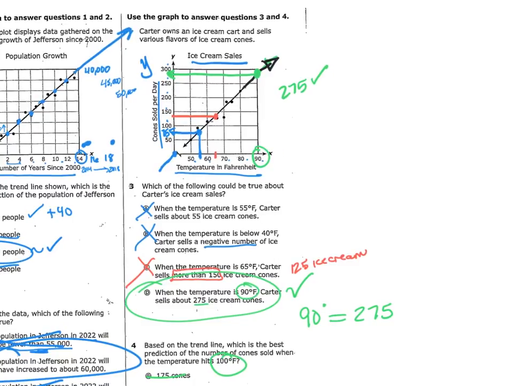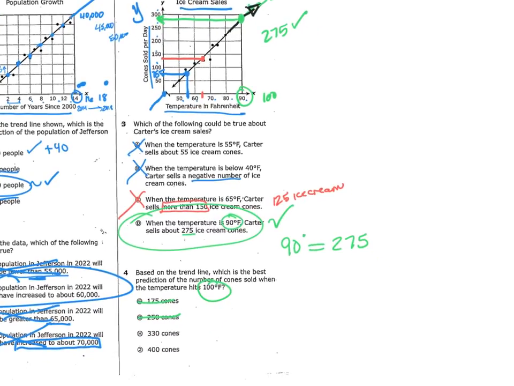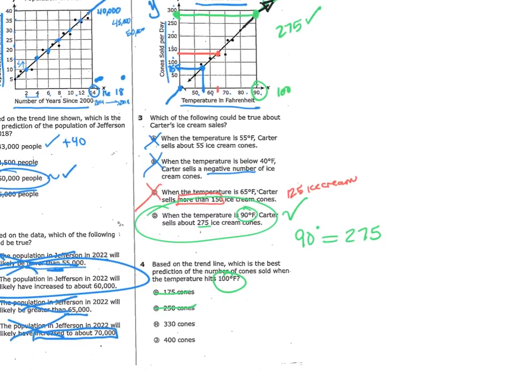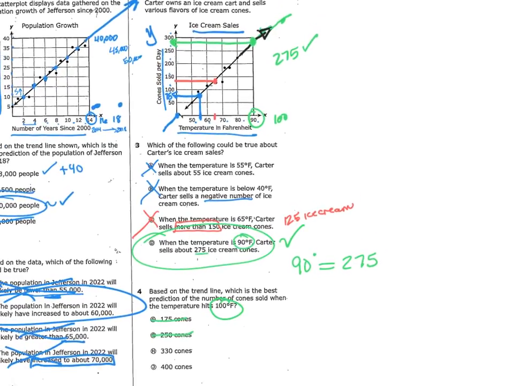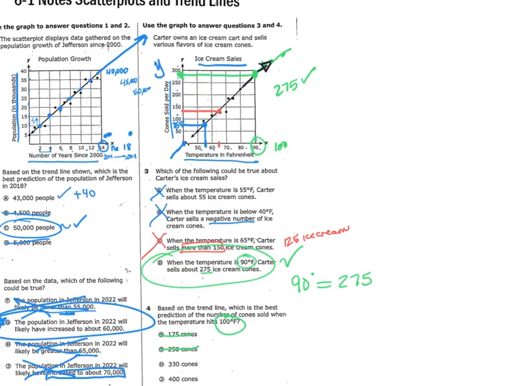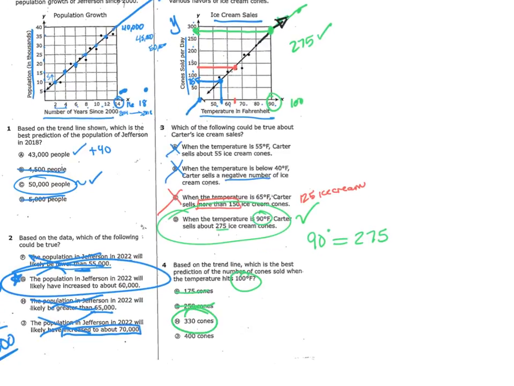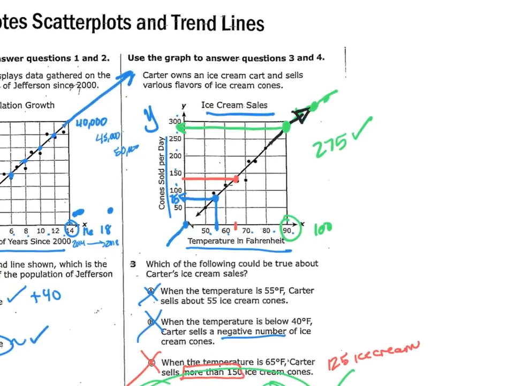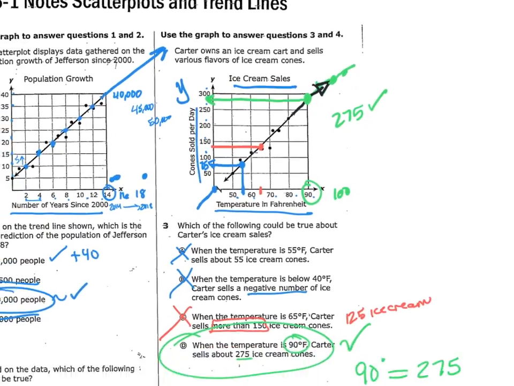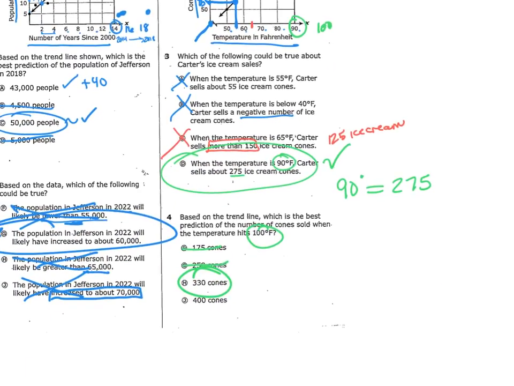Okay, so if we bump up to 100, based on that, so that's just 10 degrees different. So I think 400 would probably be a little too high, but 330 would probably be good because it's going to be higher than 300, but I don't think it would be all the way up to 400 because your graph over here is going by 50s. So we're going to say 330 cones.